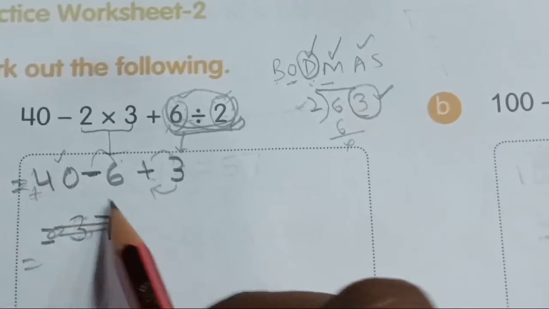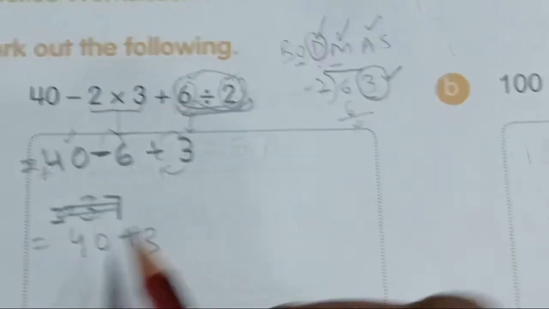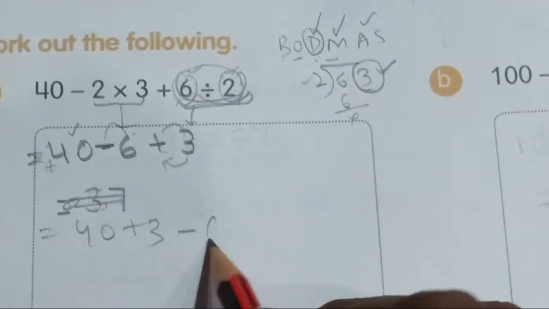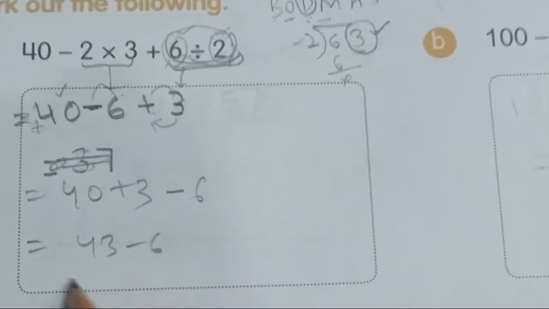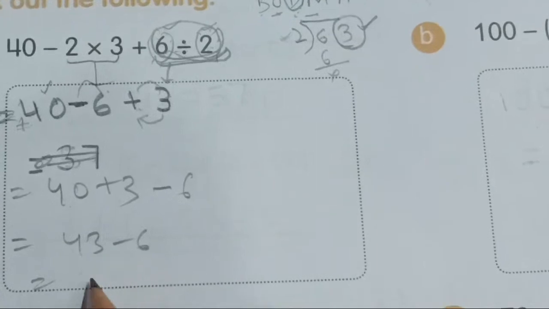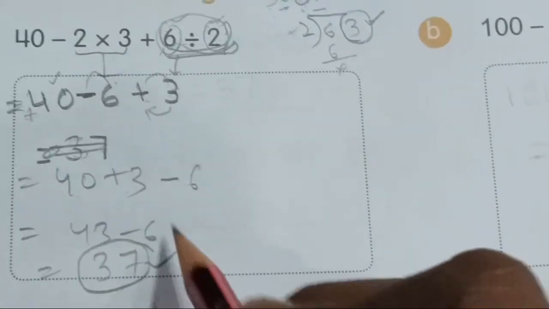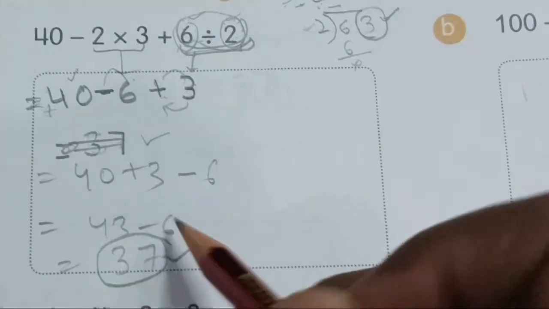So we will add 40 and 3. We will write them next to each other, and after that we will write 6. Now we will add them. 40 plus 3 becomes 43, minus 6. 43 minus 6 becomes what? 37. You got the answer right, 37. You can write directly here, but if you show these steps, you will get good marks.